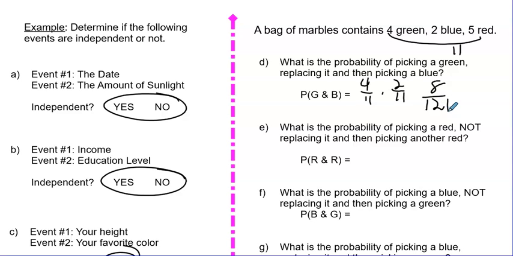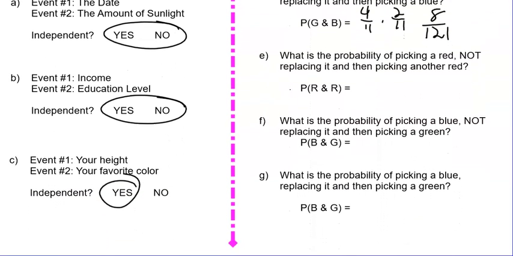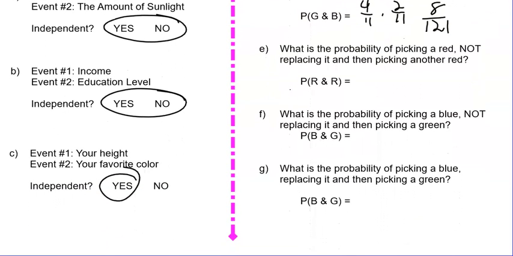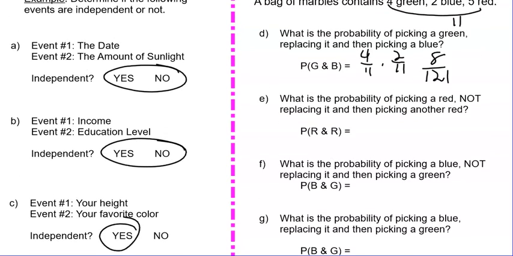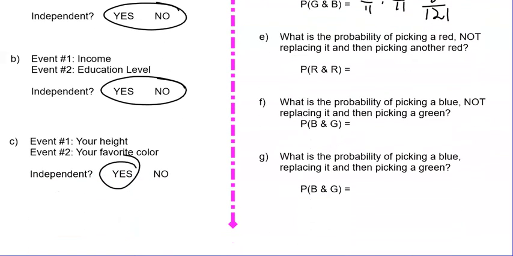What about red, not replacing it, and then picking another red? Okay, it was a little bit different. Here go those numbers again, sorry. Red is 5. So you have 5 out of 11. But if you don't put it back in, how many marbles are in that bag? There's only 10. So it's 5 times 5 over 11 times 10. Okay? Because there's fewer marbles in the bag.